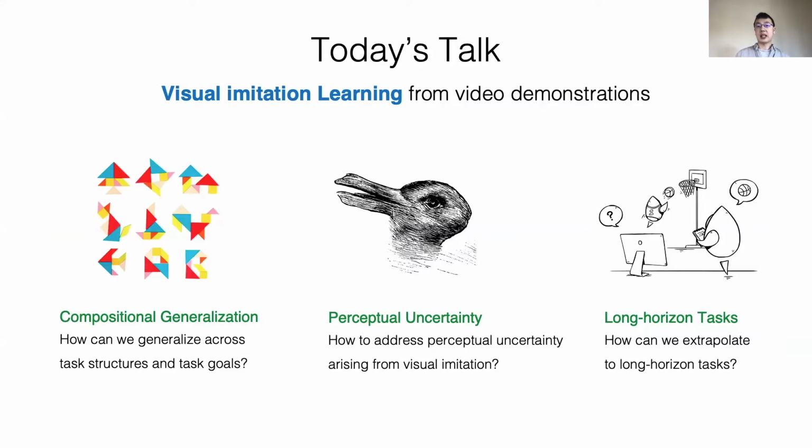In my talk today, I'd like to highlight three of the key technical challenges in imitation learning from video demonstration. The first challenge is compositional generalization, and I will talk about how we can develop a general imitation learning algorithm that can handle all different variations in task structure and task goals. The second is perceptual uncertainty. Since we are dealing with video demonstrations, we need to take into account the amount of uncertainty arising from imperfect perception models and how we integrate this type of uncertainty directly in a planning-based formulation for imitation learning.